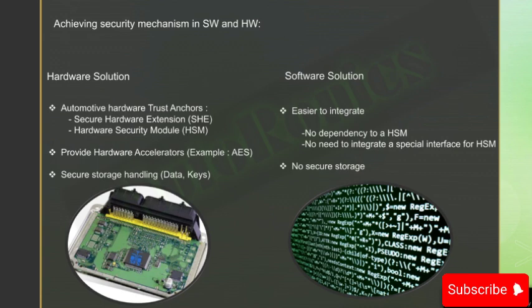Let's see how we can achieve the symmetric and asymmetric algorithm in the automotive system. There are two ways to achieve it. One is through hardware solution, where we use automotive trust anchors, and the other is using normal coding, which is nothing but a software solution. We'll first start with the hardware solution, where we use two hardware anchors, which are SHE, which is nothing but secure hardware extension, and the other one is HSM, which is nothing but hardware security module. SHE supports only symmetric algorithm like AES, and HSM is the next variant, so it supports both symmetric and asymmetric algorithm.